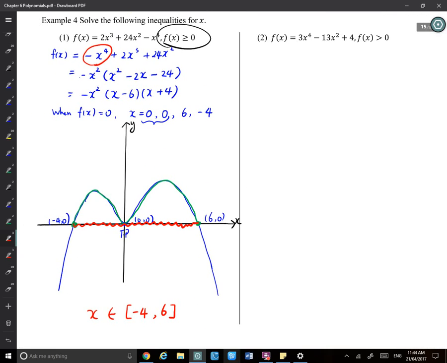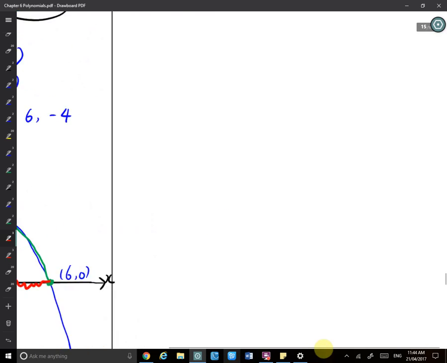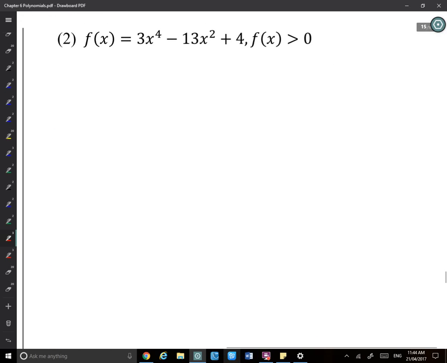Okay. That one is easy to factorize. Let's have a look at the next one. The next one is 3x to the power 4 minus 13x squared plus 4. It's not that easy to factorize because there's no common factor. I can't reduce it to a cubic. So what I will do for this one.